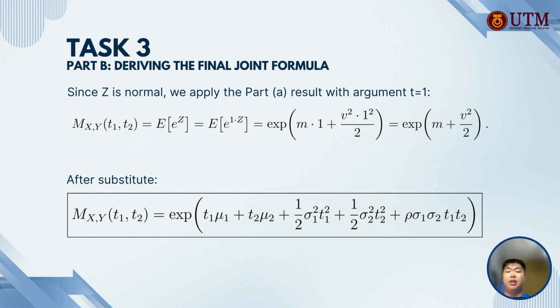Because z is just a single normal random variable, finding our joint MGF is now as simple as evaluating the expected value of e to the power of z. We can directly recycle our proven result from part A, plugging in one for the argument, and by substituting our expressions for m and v squared back into the exponential, we arrive at our final joint moment generating function. I want to draw your attention specifically to the final cross term containing rho. This is the structural signature of dependence that we will rely on in the upcoming covariance calculation.